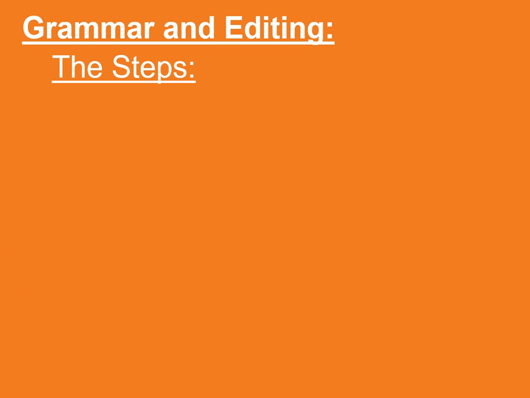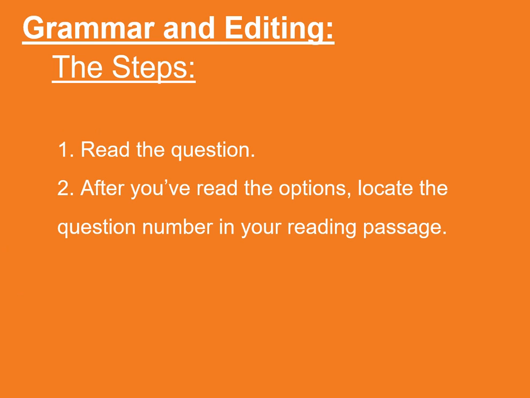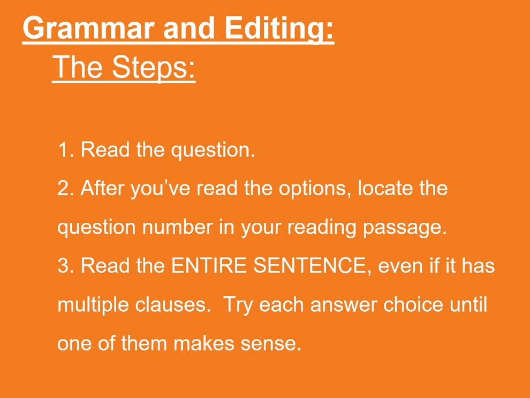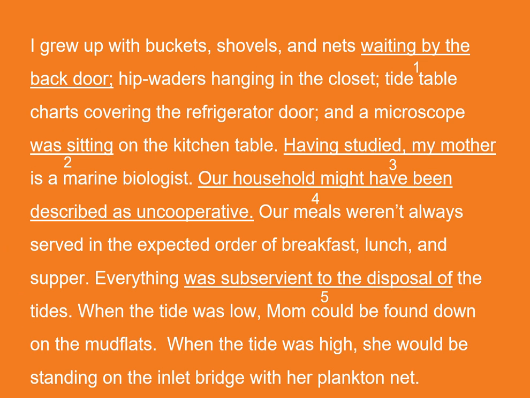So the steps for how to do the grammar and editing questions on the ACT's English section are as follows. First of all, of course, read the question. Now, a lot of times you might feel tempted to read the whole reading passage first and then read the questions, but on this section that's not something that you need to do. After you've read the question and the options, locate the question number in your reading passage. Finally, read the entire sentence that holds that question number, even if it has multiple clauses. Try each answer choice in the blank until one of them makes sense.